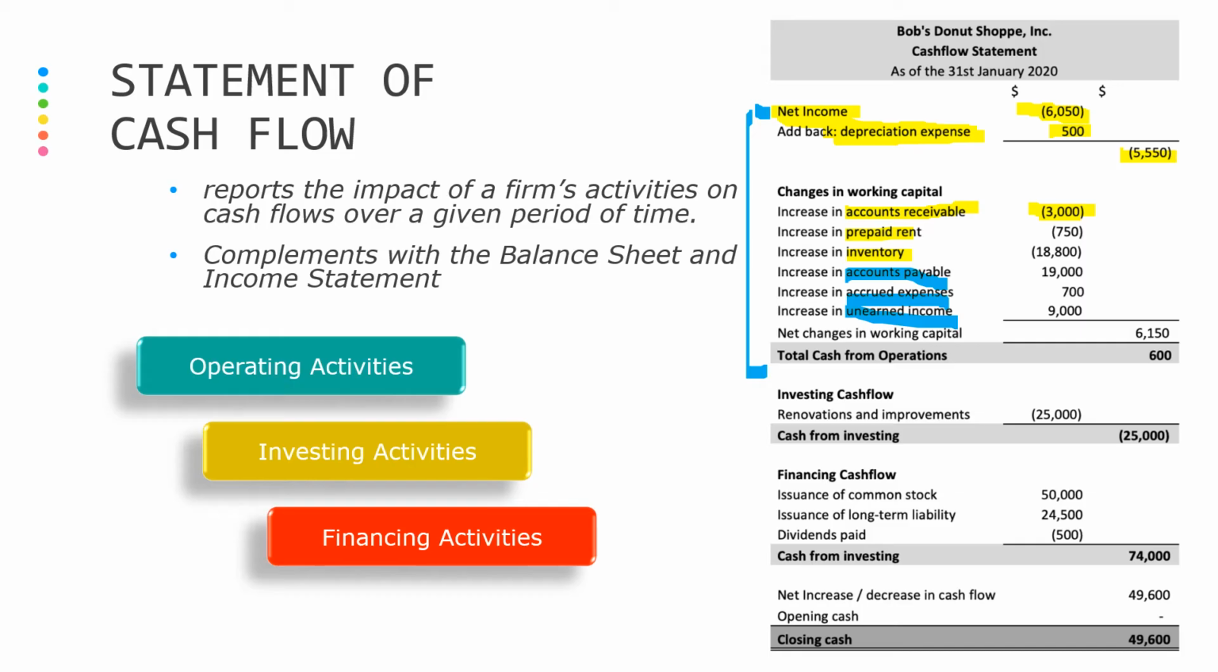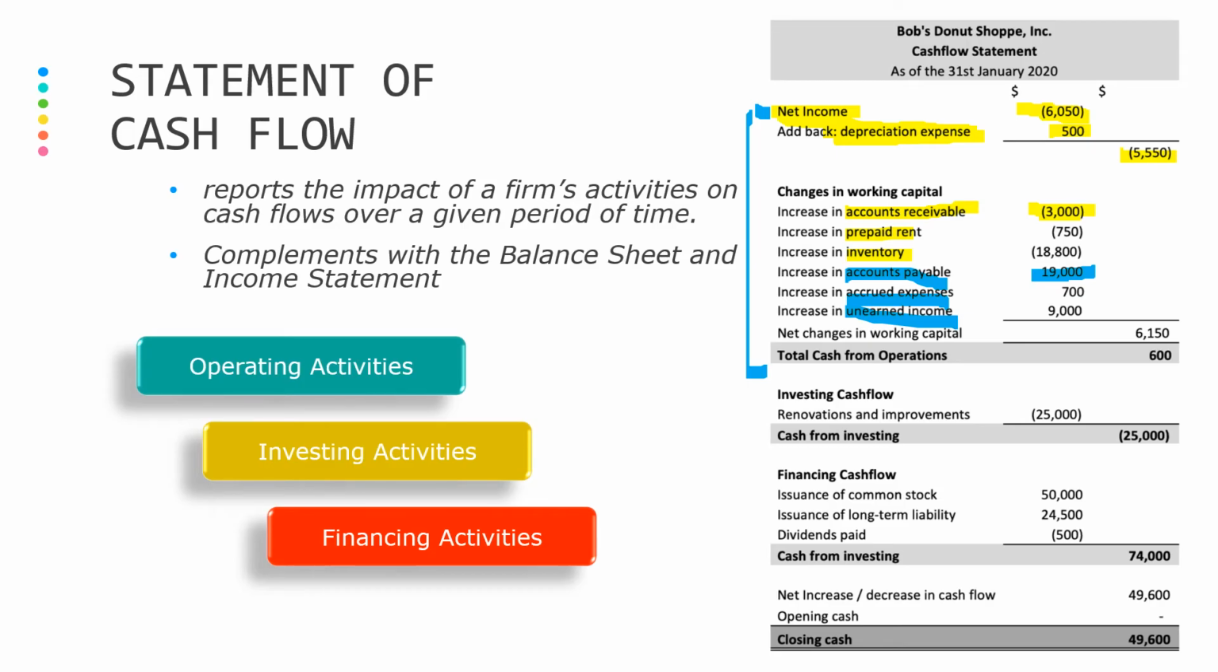Okay, now let's go to the current liabilities account. First is the increase in accounts payable. Definitely, when there is an increase in accounts payable, there is a cash inflow for the company since it has generated cash from the short-term loans that the company has applied for. So here, there is an additional $19,000.